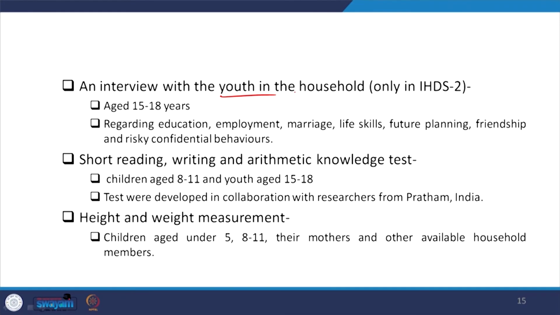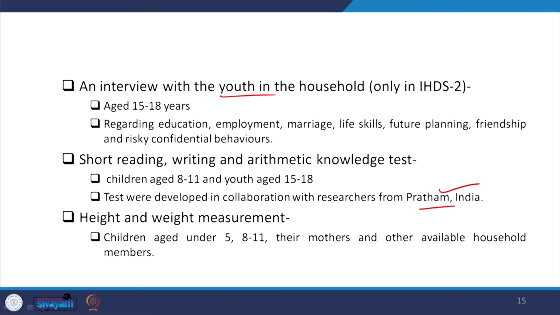Similarly, short reading, writing skills, arithmetic, and knowledge related tests, that is, the capability or skill related information of the children, are also covered. Children aged 8 to 11 and youth aged 15 to 18 are discussed in this regard, for reading, writing, arithmetic knowledge. Tests were developed in collaboration with researchers from Pratham, one of the famous NGOs, who collaborated for this support.